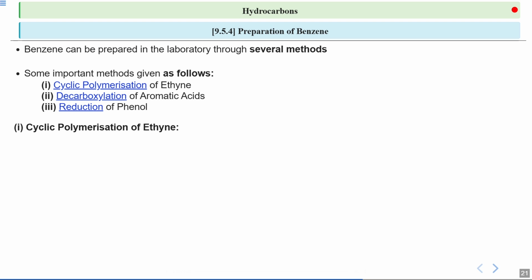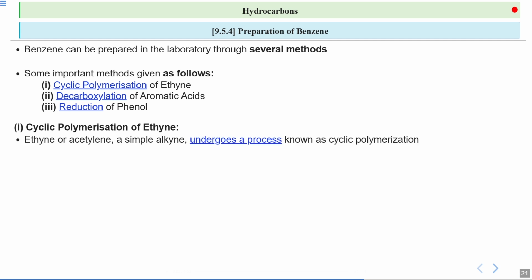Starting with the first one, which is polymerization of ethyne. This process is especially important because in industry, it helps us to understand how simple molecules can combine to form more complex ones like benzene. Ethyne or acetylene is a simple hydrocarbon with the molecular formula C2H2. In cyclic polymerization, three ethyne molecules react together to form a ring structure, which is benzene. This is a great example of how a small linear molecule can create a stable ring.